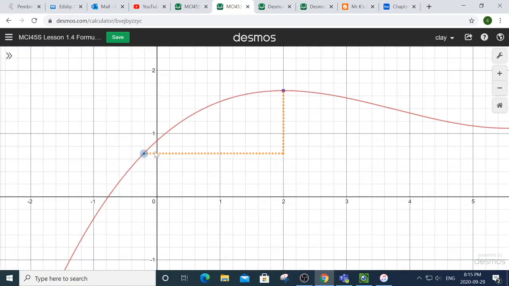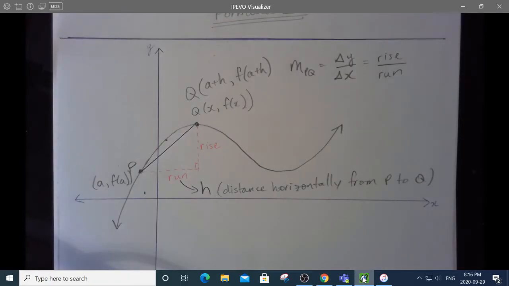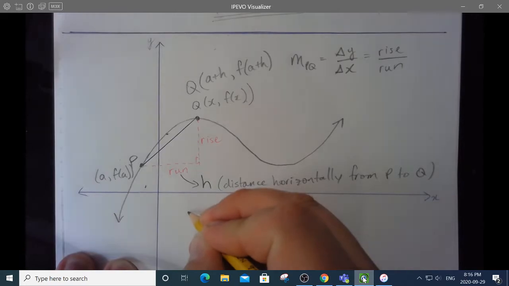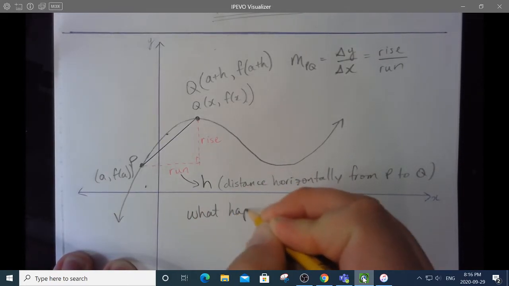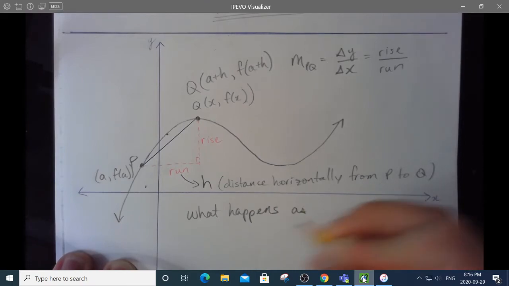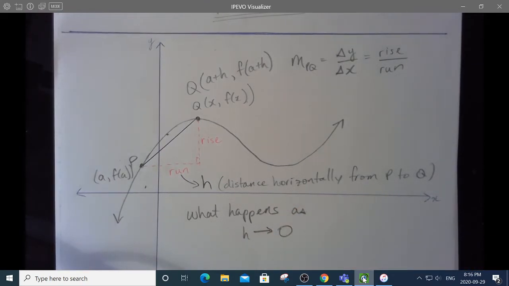And now just watch h. As h gets smaller, the rise gets smaller as the run gets smaller, but they get smaller in the same proportion. So I don't change proportionally my slope as I get closer and closer. What I'm really shrinking here is h. So I would like to explore what happens as h approaches 0. That's the important part here.